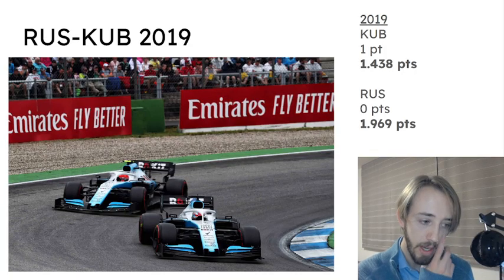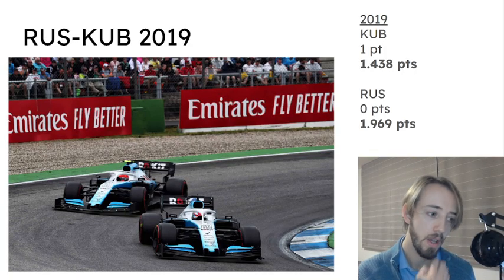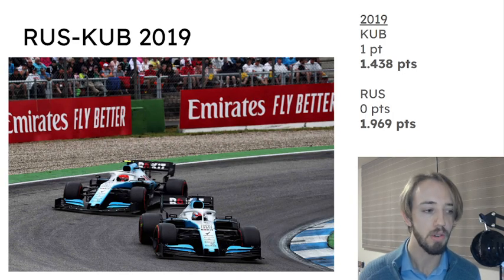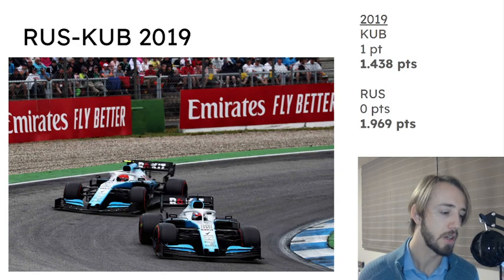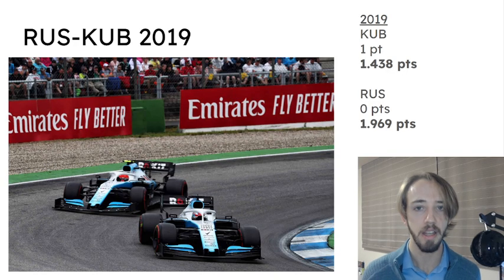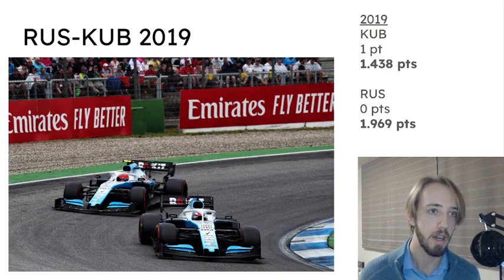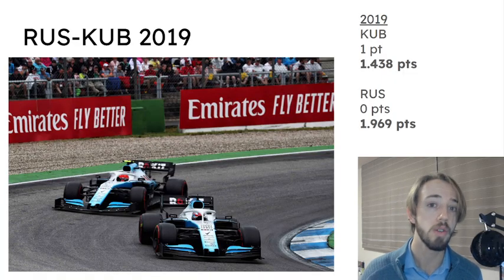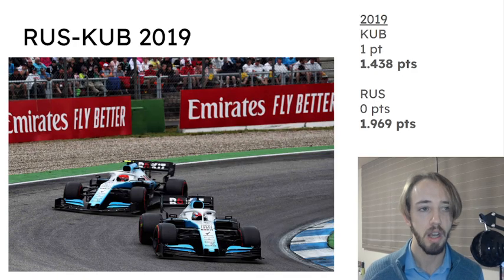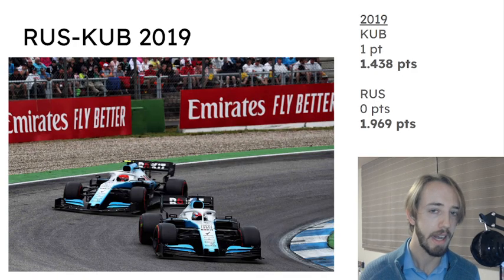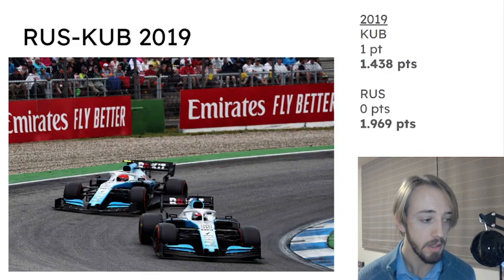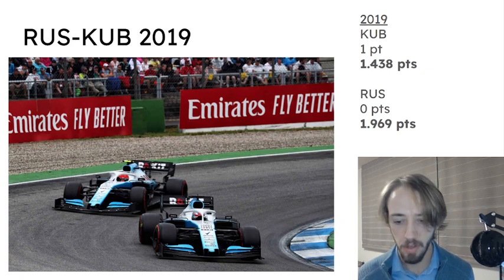So, for example, if you take the Russell-Kubica example I gave, of course, Kubica scored 1 point, Russell none, but using this alternative point system, Kubica would have scored 1.438 points, whereas Russell, 1.969. And I think that is a better reflection of reality, in the sense that Russell was the better driver in races, in race pace that season. So there you go. There's my explanation of my race model, and an in-depth breakdown.